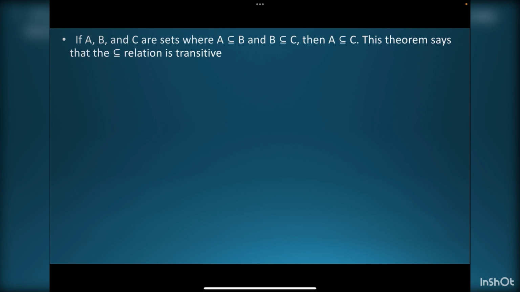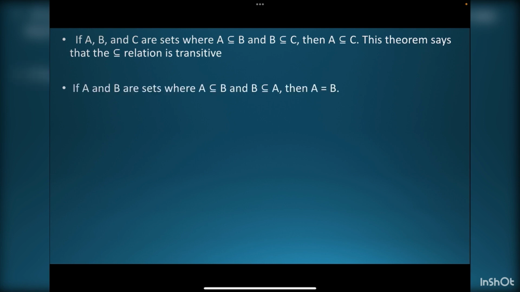Okay, so the first law we'll discuss is the transitive law. If A, B and C are sets where A is a subset of B and B is a subset of C, then it implies that A is a subset of C. This theorem says that the subset relationship is transitive.